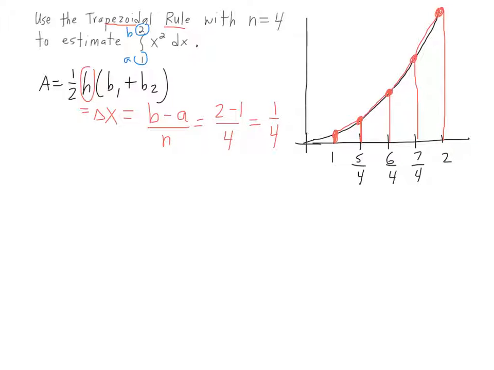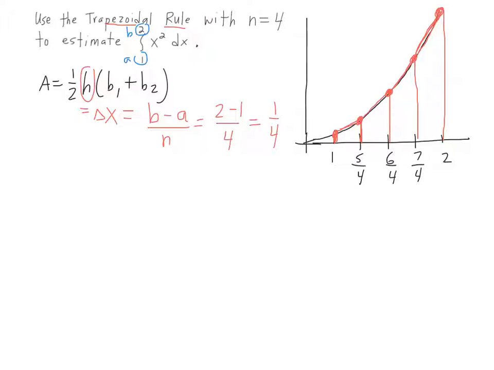Okay? So notice how this curve here, because it's increasing and concave up, it looks like our approximation is going to be a slight overestimate, right? Because our trapezoids are just on the outside of the actual bent curve. Okay? So keep that in mind.